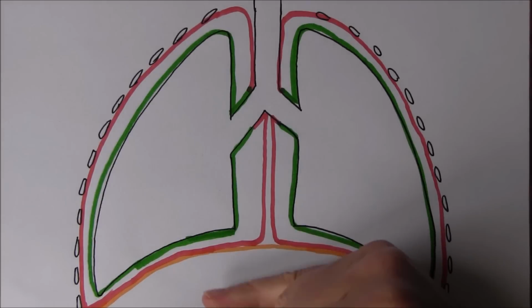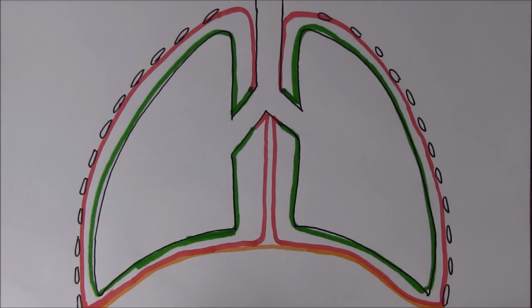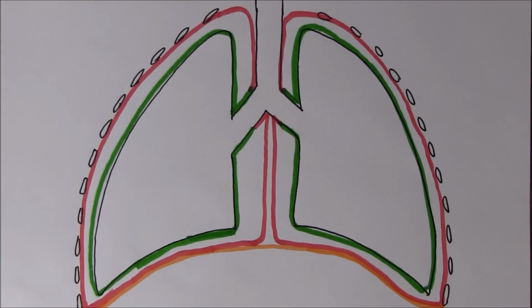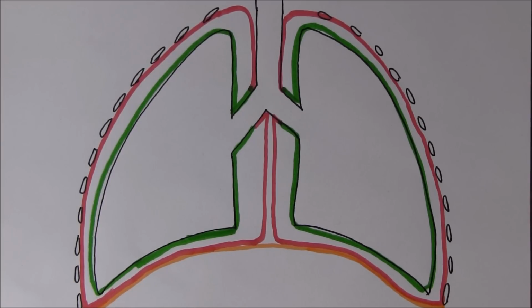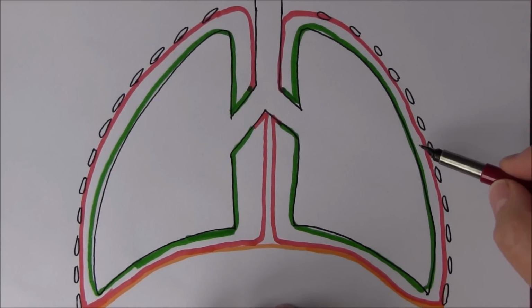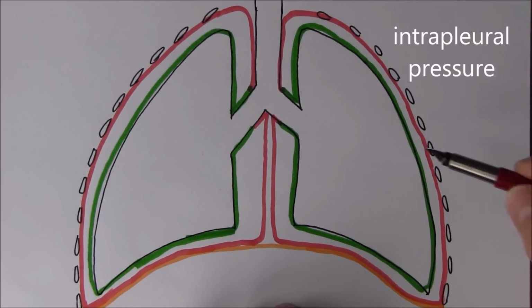So quiet breathing, 75% of the volume change is the flattening of the diaphragm, and 25% is the ribs going up and out due to the contraction of the external intercostal muscles. Now, just before we breathe in, the pressure in the pleura between the pleural membranes is going to be about minus 4 millimetres of mercury.